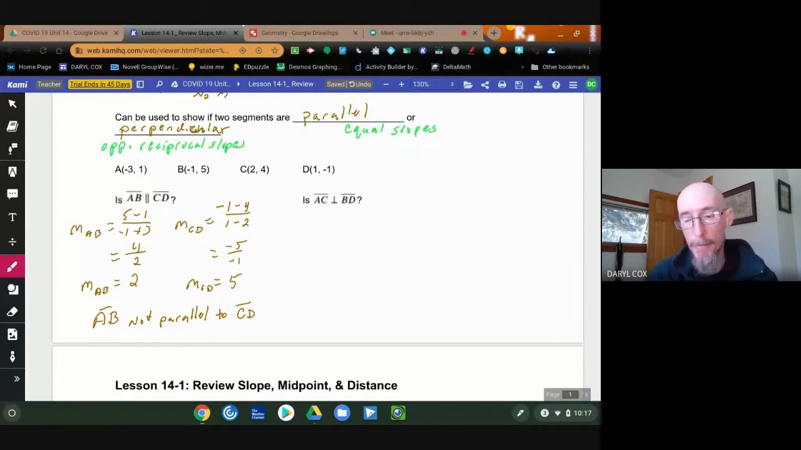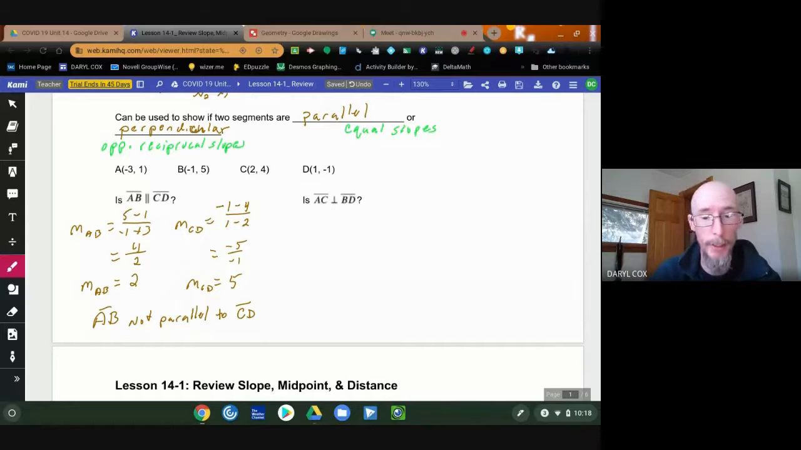And again, the same deal. Information you need to show me to convince me: I need to see that you substituted your points in properly, and then I need to see what those final slopes are. Then you can answer your question. Let's look at another one.